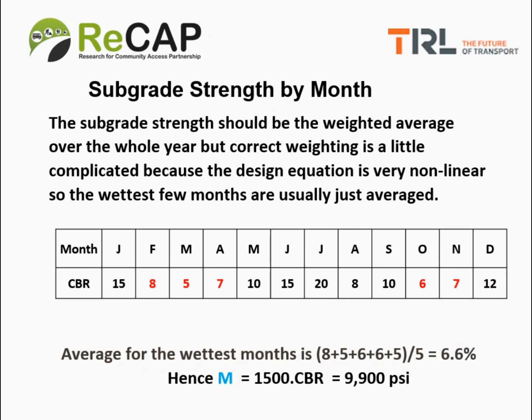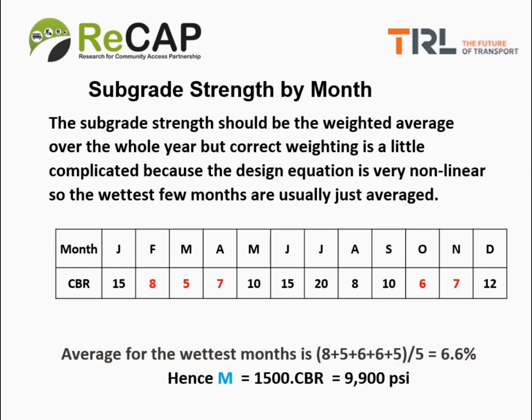In principle, the subgrade strength should be the weighted average of the subgrade strength over the whole year, but correctly weighted according to the design equation. But this is actually quite complicated because the design equation is non-linear. So in general, people shorten this a bit, and the best way is to take the wettest few months of the year and average those, and that's the example I've quoted.